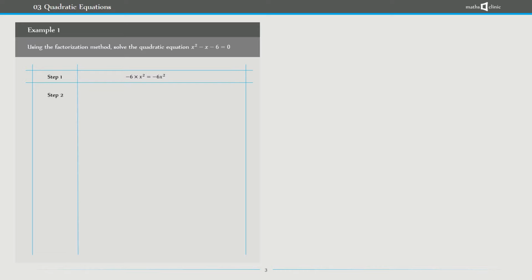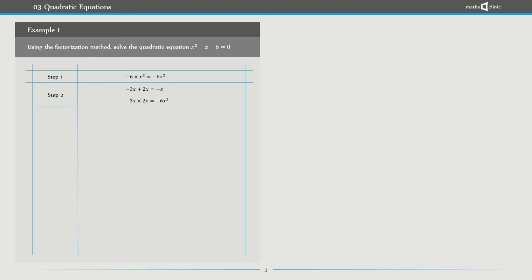And now we need to identify two out of these factors that will multiply to give minus 6x squared. We need to get a pair, and when you add them up, you will get the middle term, which in this case is minus x. So we identify these two terms as minus 3x and 2x, because when you add them, minus 3x plus 2x, you get minus x, and when you multiply them, minus 3x multiplied by 2x, you get our result from step 1, minus 6x squared.